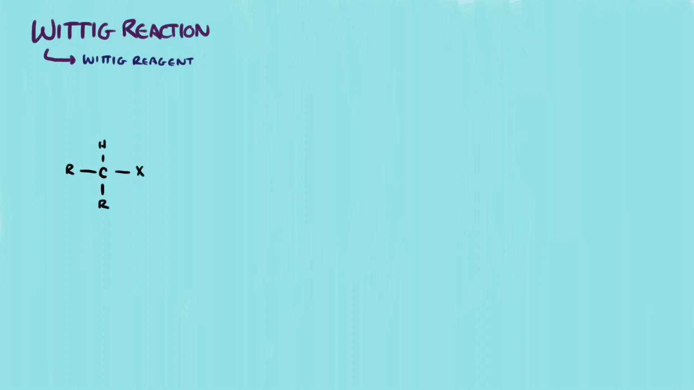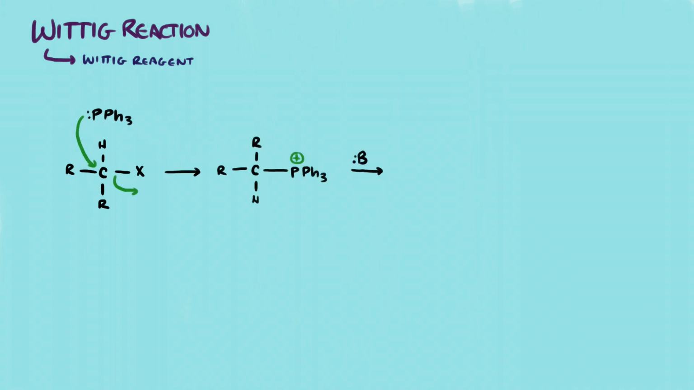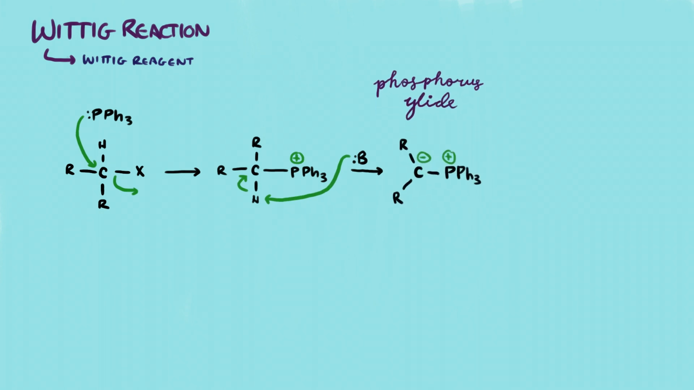The Wittig reaction begins with the formation of the Wittig reagent, which is formed with a primary or secondary alkyl halide and a triphenylphosphine under basic conditions. First, triphenylphosphine performs an SN2 with the alkyl halide, kicking out the halide. Next, the carbon is deprotonated, forming a carbanion. This structure is a phosphorus ylide, also known as a phosphorane.